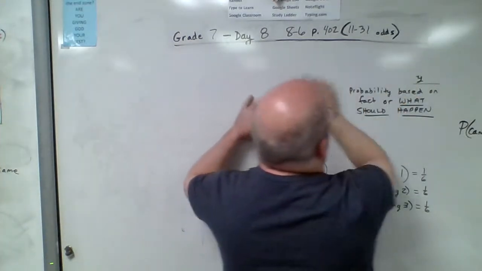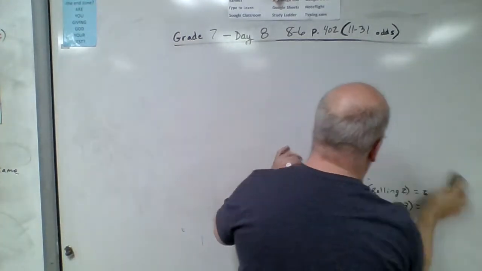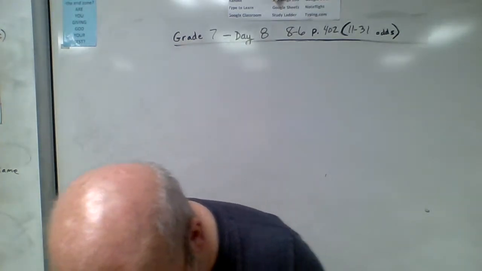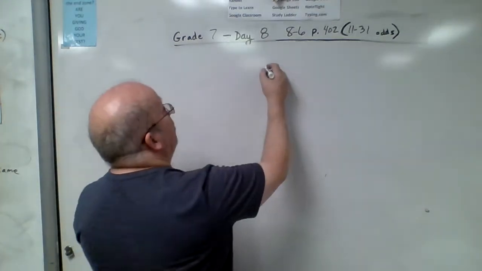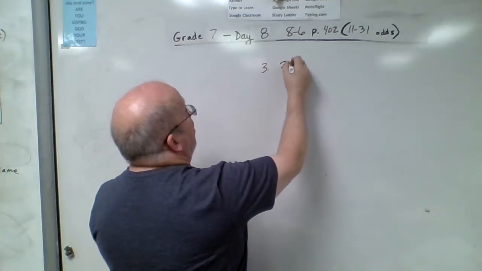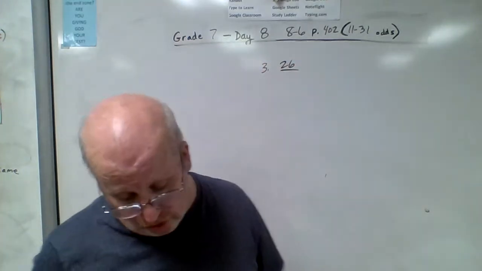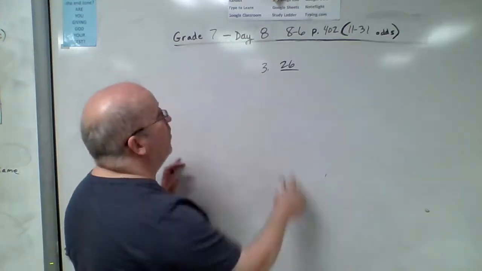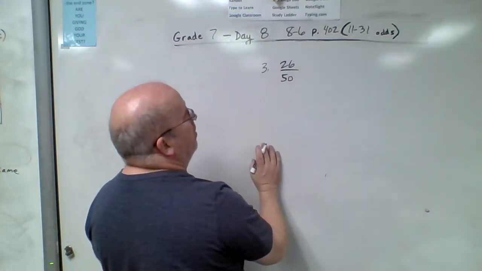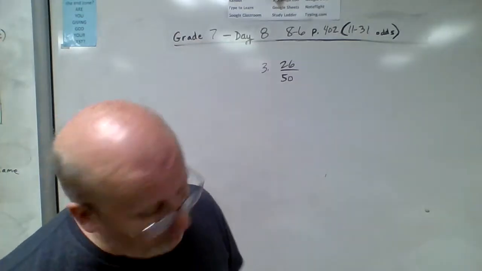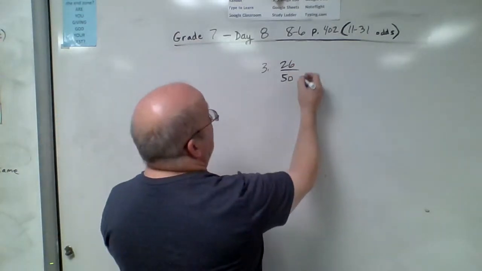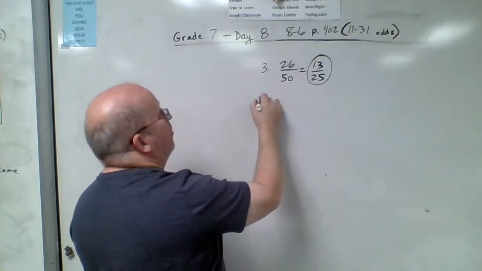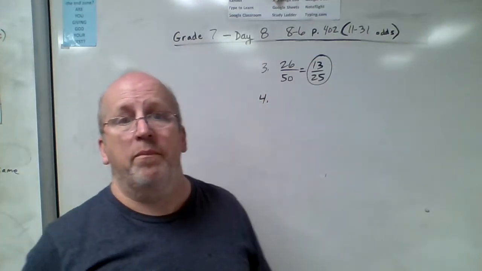Well, looking at that table at the right, we notice that heads happen 26 times. How many total tosses were there? Well, you'd have to add the 26 to the 24, and you'd get 50. Is it possible to simplify that? Yes. Divide by 2 on the top and the bottom, and here's our final answer for number 3.